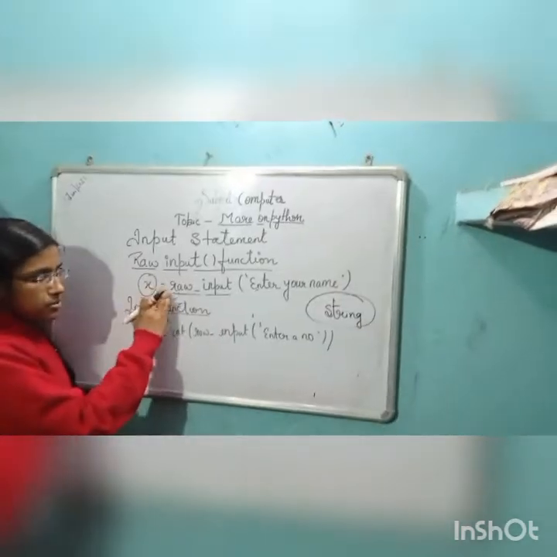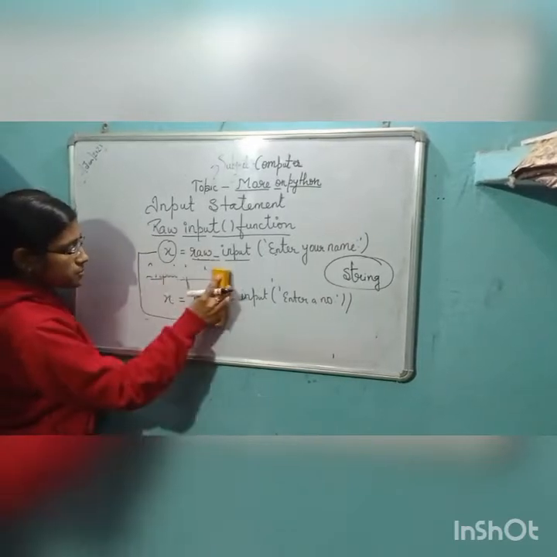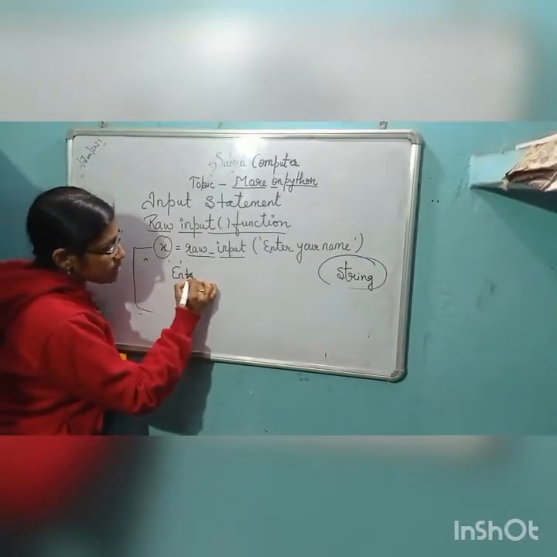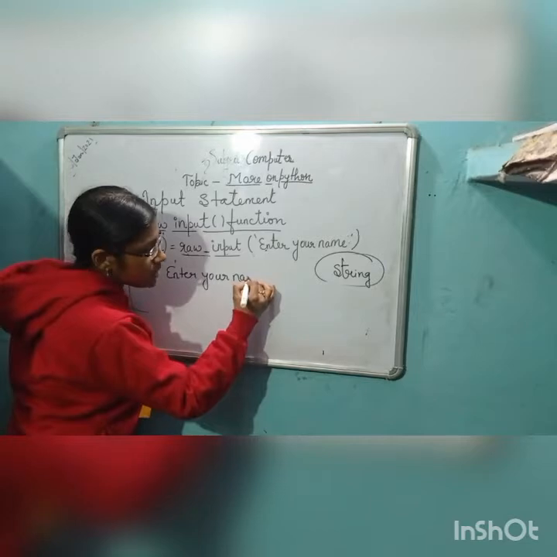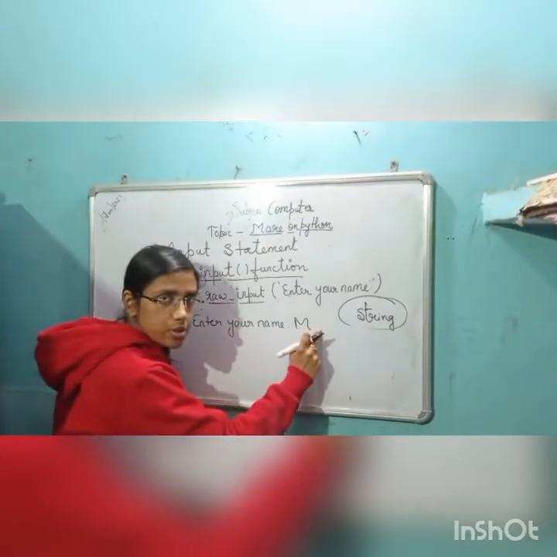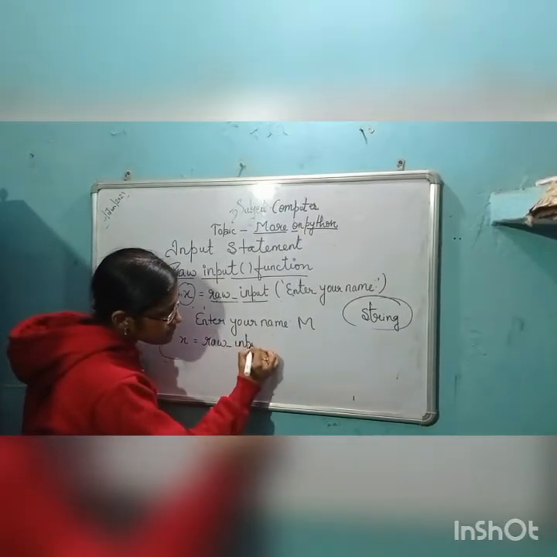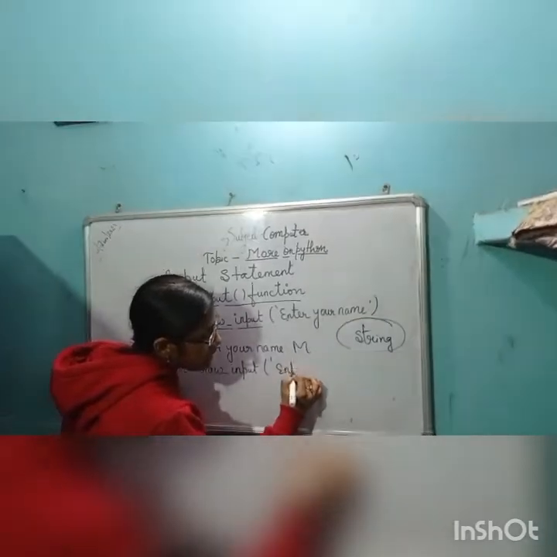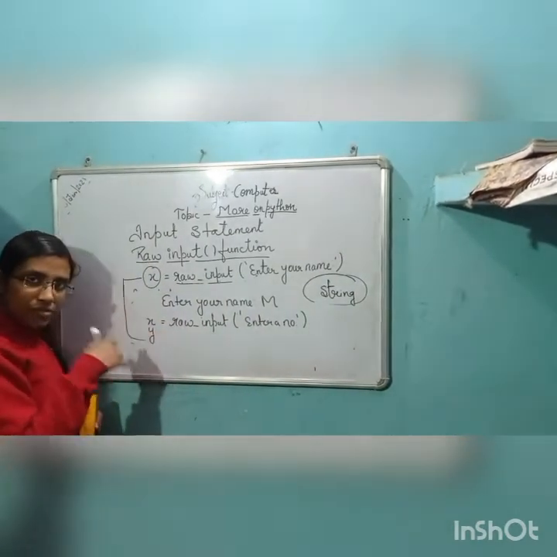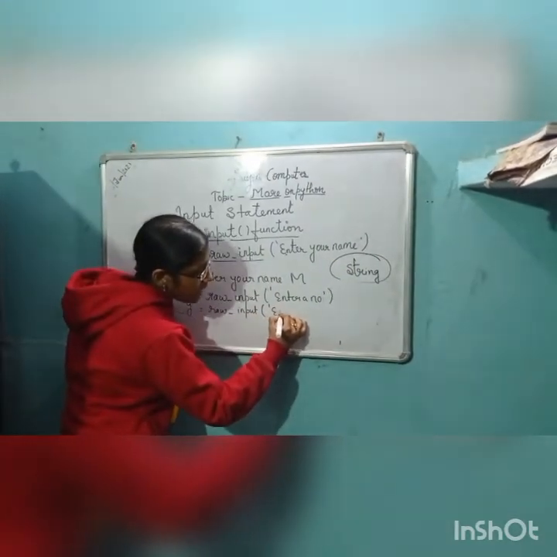Suppose you are writing x equal to raw input, enter your name. What will be the output of this statement? Please see here. Enter your name. Very simple. You will enter the name, like any name you entered, M. So this will be the output. Now, if we say x equal to raw input, enter a number. Fine. Second, another variable, y, you are using, and you are writing raw input, enter another number.